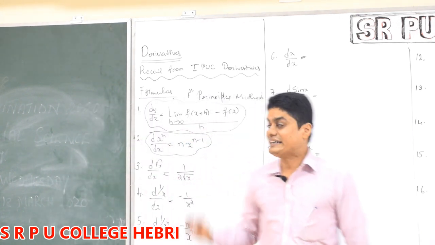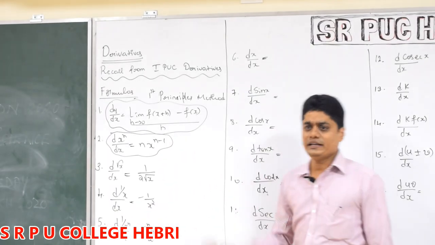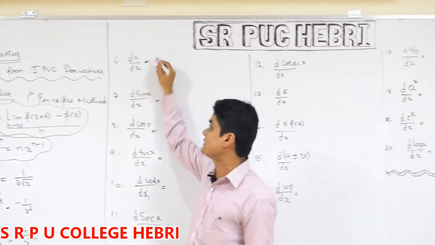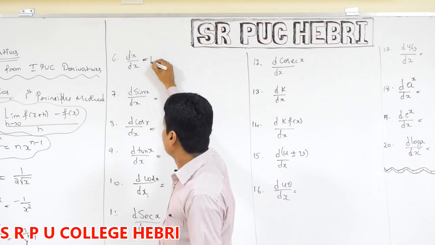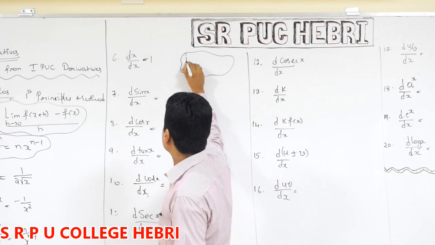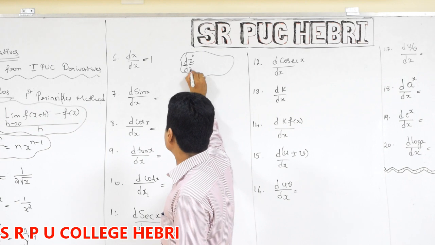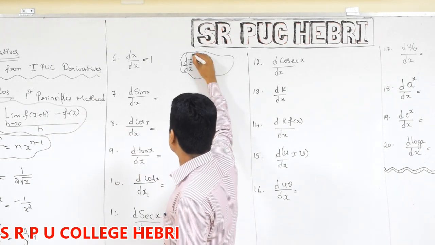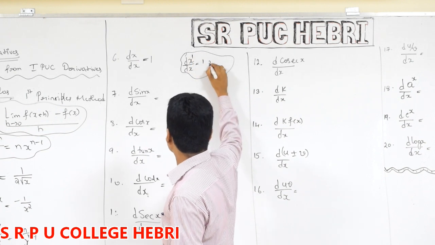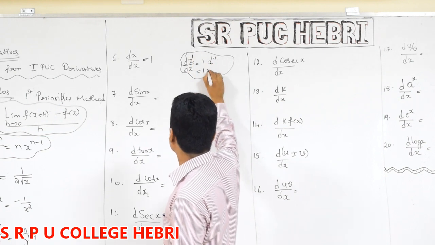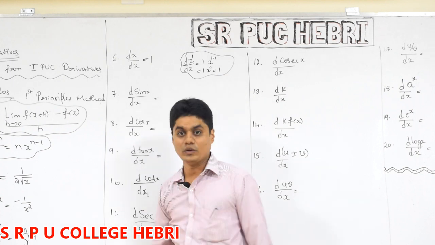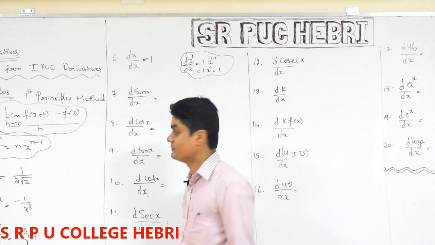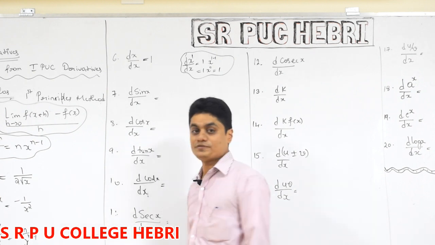Next, dx by dx. Actually, the dx and dx do not cancel here. Remember, it is not cancelling dx and writing 1, but the answer is 1. The reason is, here the power of x is 1. So use this formula, 1 into x to the power 1 minus 1, it is 1 into x to the power 0. So the answer is 1. It is because of this, not by cancelling dx and dx. Remember that.